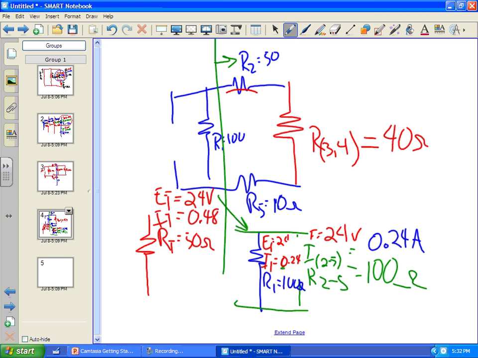Now the next simplification we went back to, we've got everything else solved except this branch right here, right? And that's a series branch, 2 through 5, because 3, 4 is being considered single, right? So we're going to take the series equivalent. What are we going to take in series? Current. So we're going to plug in 0.24.